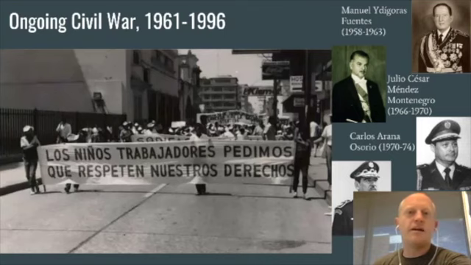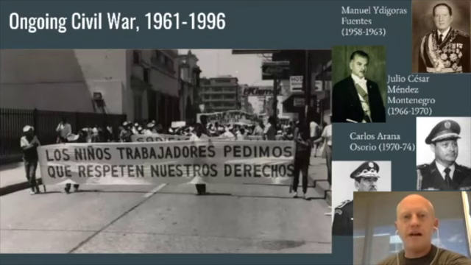Because of that problem of not having any kind of regular succession of the leader, the military decided it would be a good idea to have a civilian in power. So that was Julio César Méndez Montenegro. He was actually an associate of Arévalo, and he was in power from 1966 to 1970. I say it that way because there wasn't really a democratic election. The military made the decision about who they would allow to be on the ballot and how they would message that.